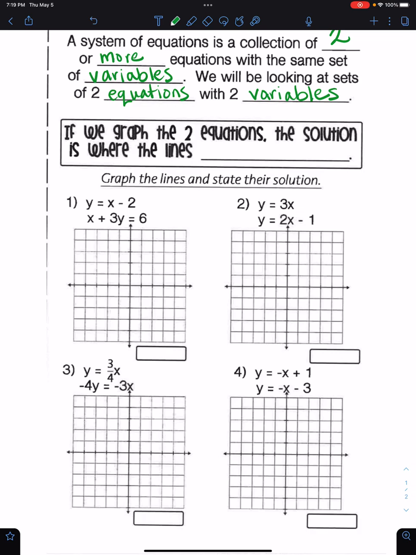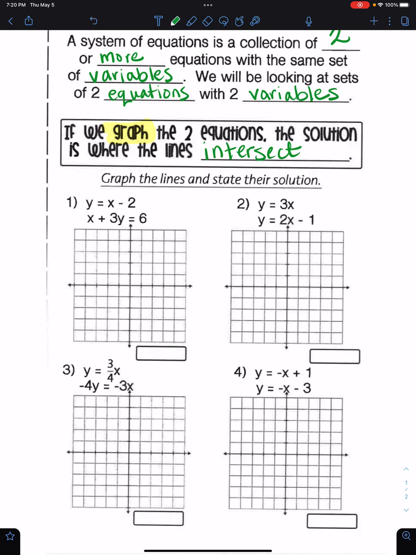So basically, the way we do it is we're going to graph the two equations, and then the place where they meet is the solution. Or like we'll say where they intersect. So the solution to a system of equations is a point, an ordered pair. So let's just start by trying one.